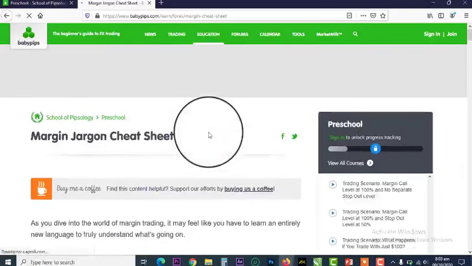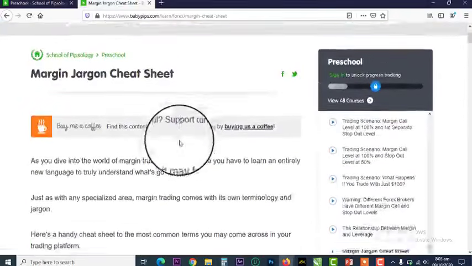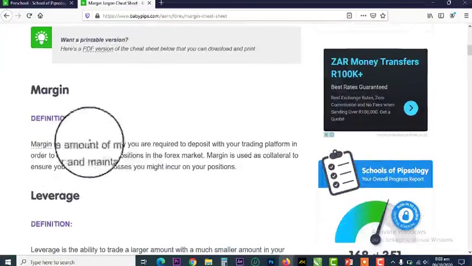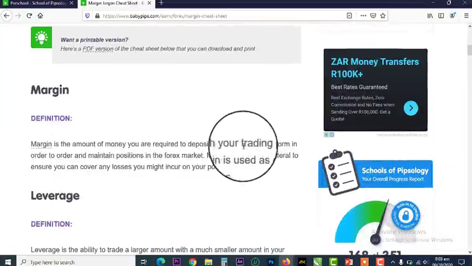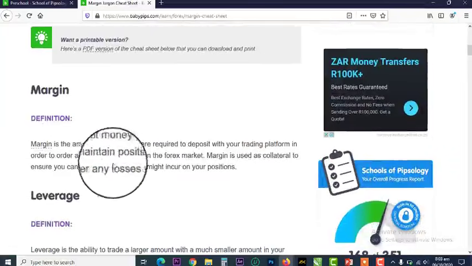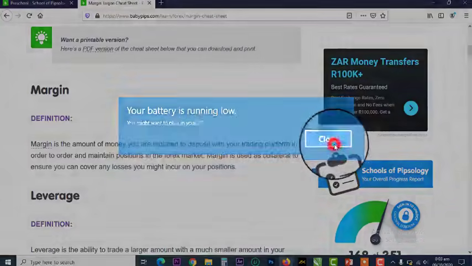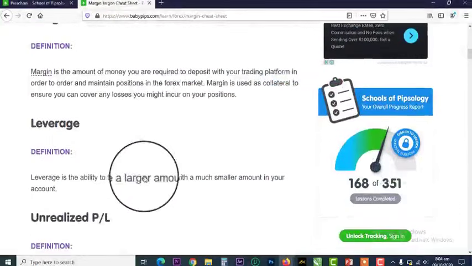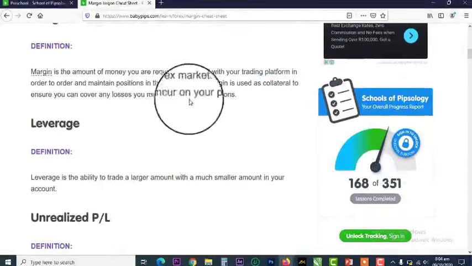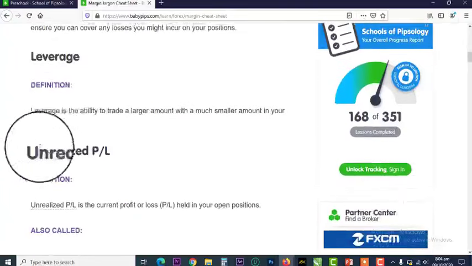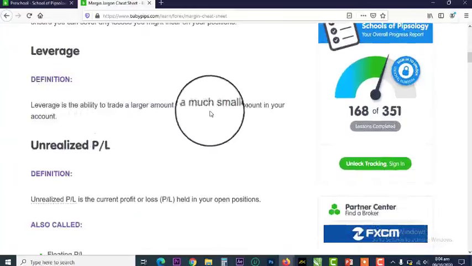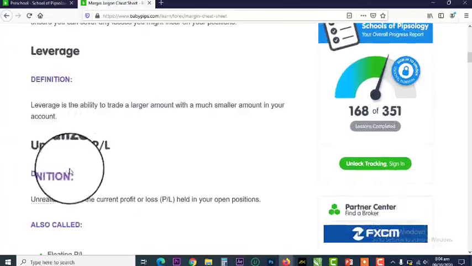Margin jargon sheet. Margin is the amount of money you are required to deposit with your trading platform in order to open and maintain positions in the forex market. The margin is used as collateral to ensure you can cover any losses you might incur on your positions. Leverage is the ability to trade a larger amount with much smaller amounts in your account.